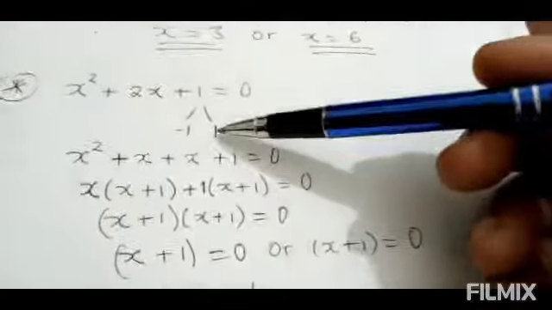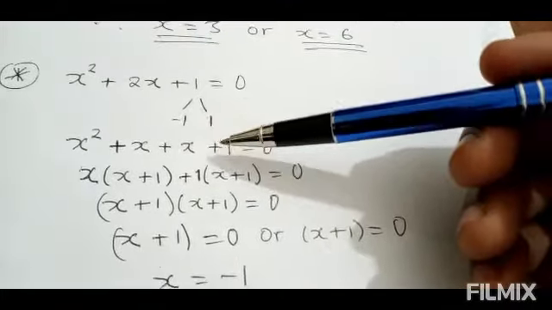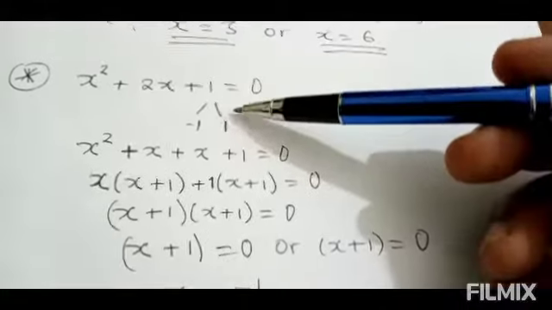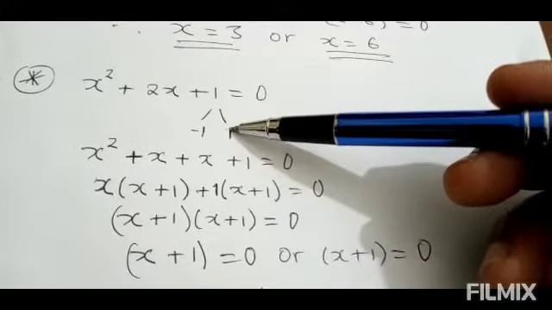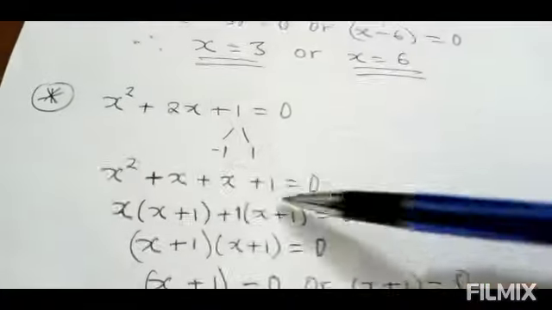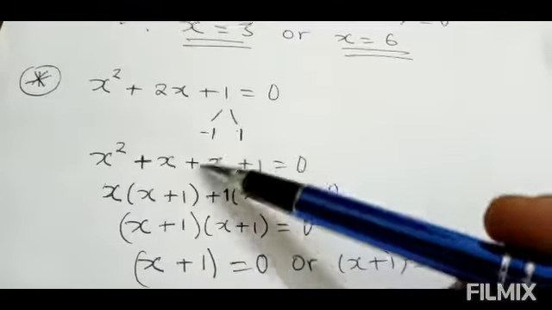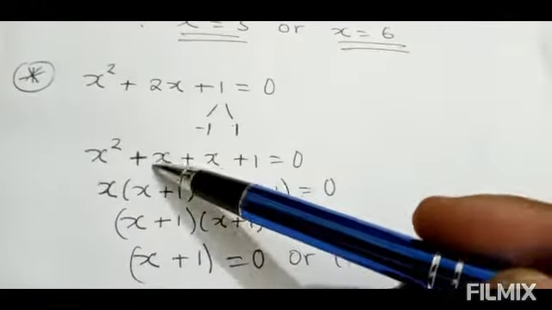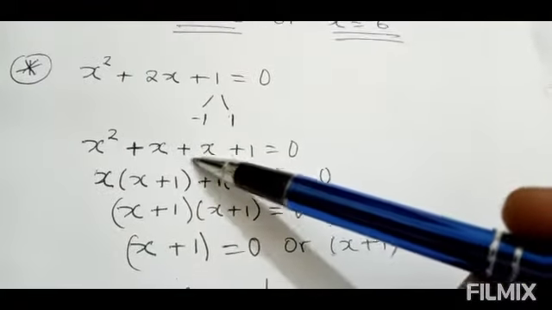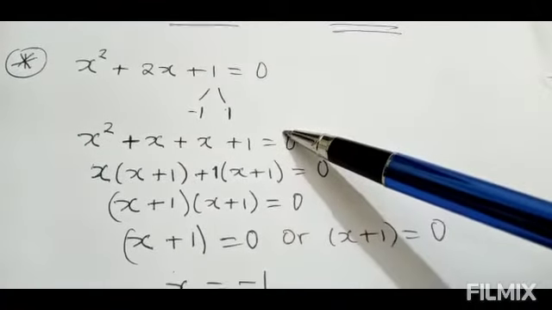Now, what are these two numbers? If we add them together, they give us 2. Sure, we know it's 1. 1 plus 1 gives us 2. And of course, if we multiply 1 and 1, we get 1. So x squared plus x plus x plus 1. This will give us 2x, plus 1 is equal to 0.